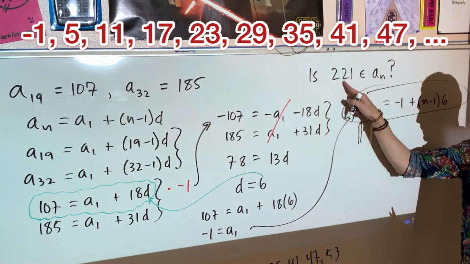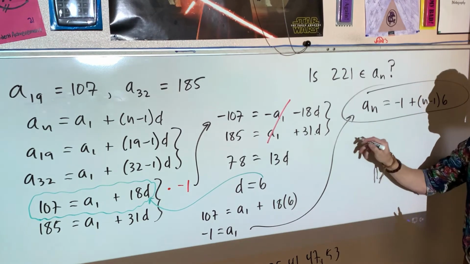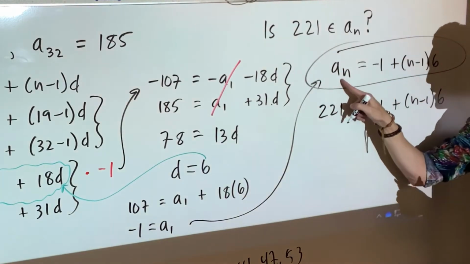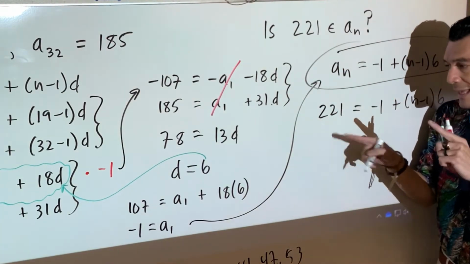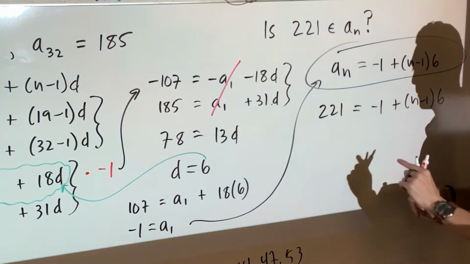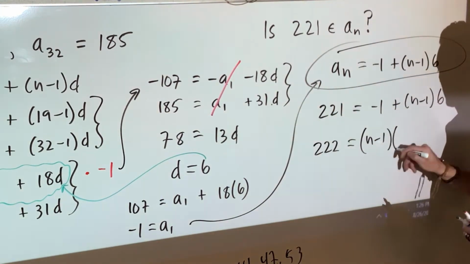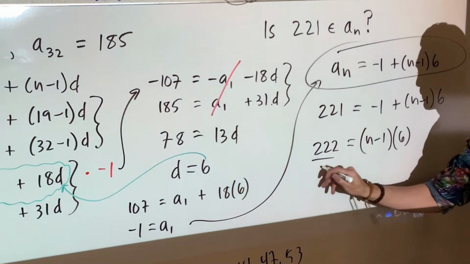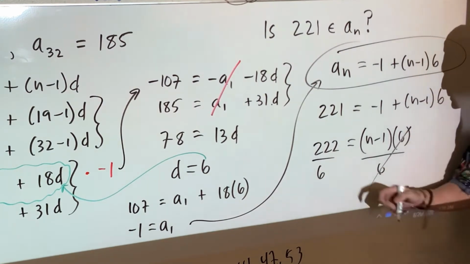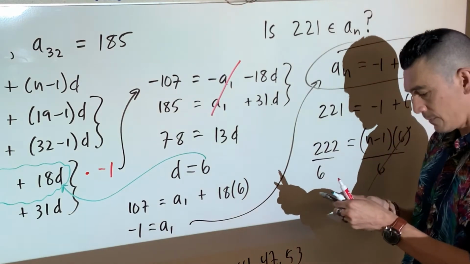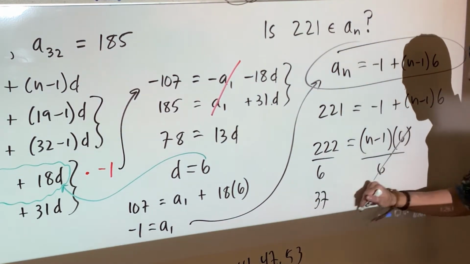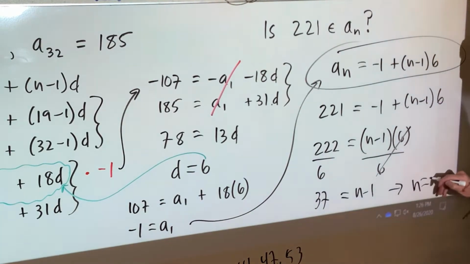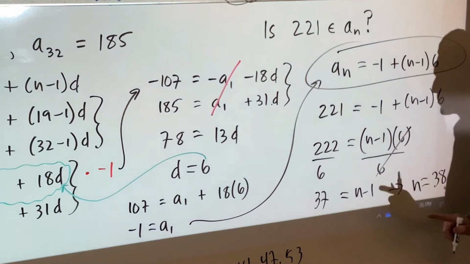Take 221 and plug it into a sub n. I have plugged in this here as a value for a sub n. And I want to see if this works. And when I say, does this work? I'll explain in a moment. Add 1 to that. If you want, you can distribute the 6, or you can divide it into 222. These are gone. Now, what's 222 divided by 6? I got back 37. And then you add 1 to this side. So n is 38. So the question is this.